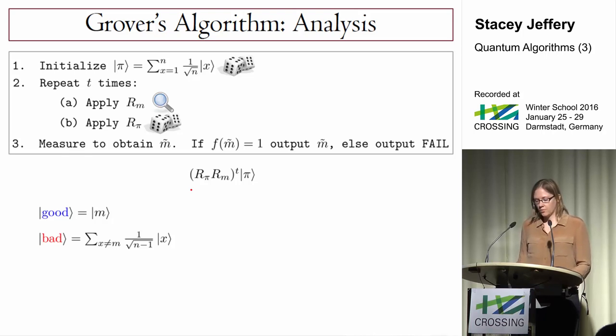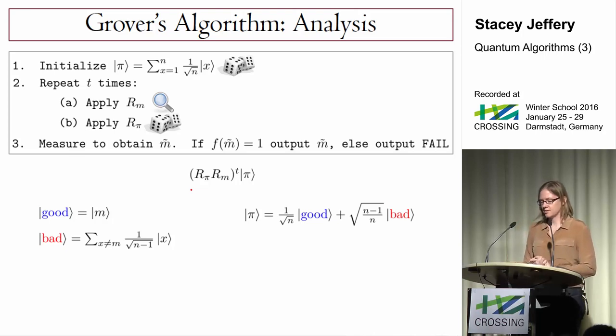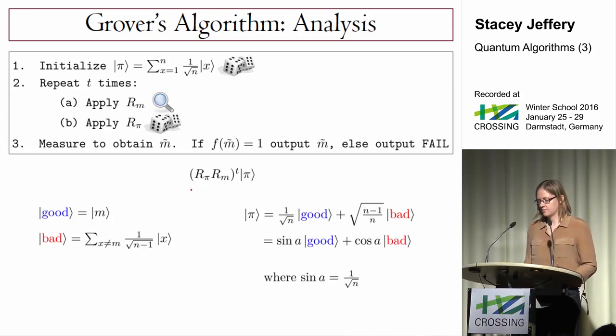Okay, and we can actually forget about everything and just deal with good and bad. We first notice that the state pi is just 1 over root n times good plus the square root of n minus 1 over n times bad. Okay, so pi is in the span of good and bad. We can rewrite this as pi equals sine a good plus cos a bad, where a is such that sine of a is equal to 1 over square root of n. This is just the most general way of writing a quantum state with real amplitudes.